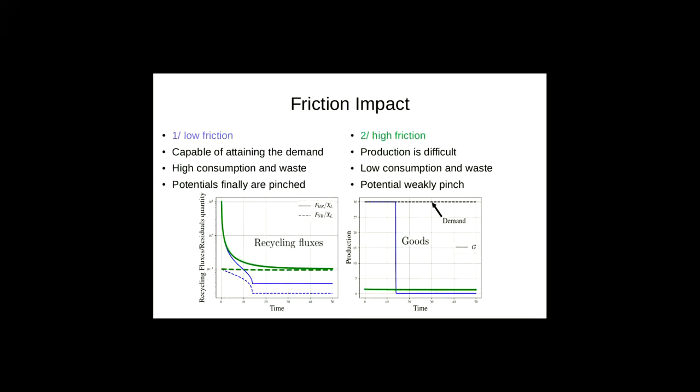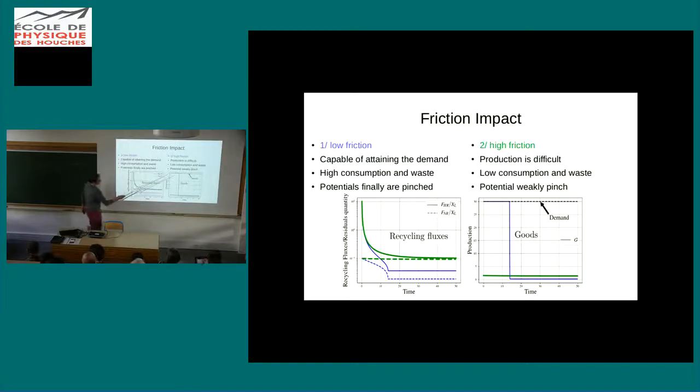So here is the same story. We have here exactly the demand when we have a low friction, and then a collapse of the production, so we cannot produce anything anymore. But in the case of a high friction, so a bad economic system, then we never produce what we are demanding, but we produce forever.